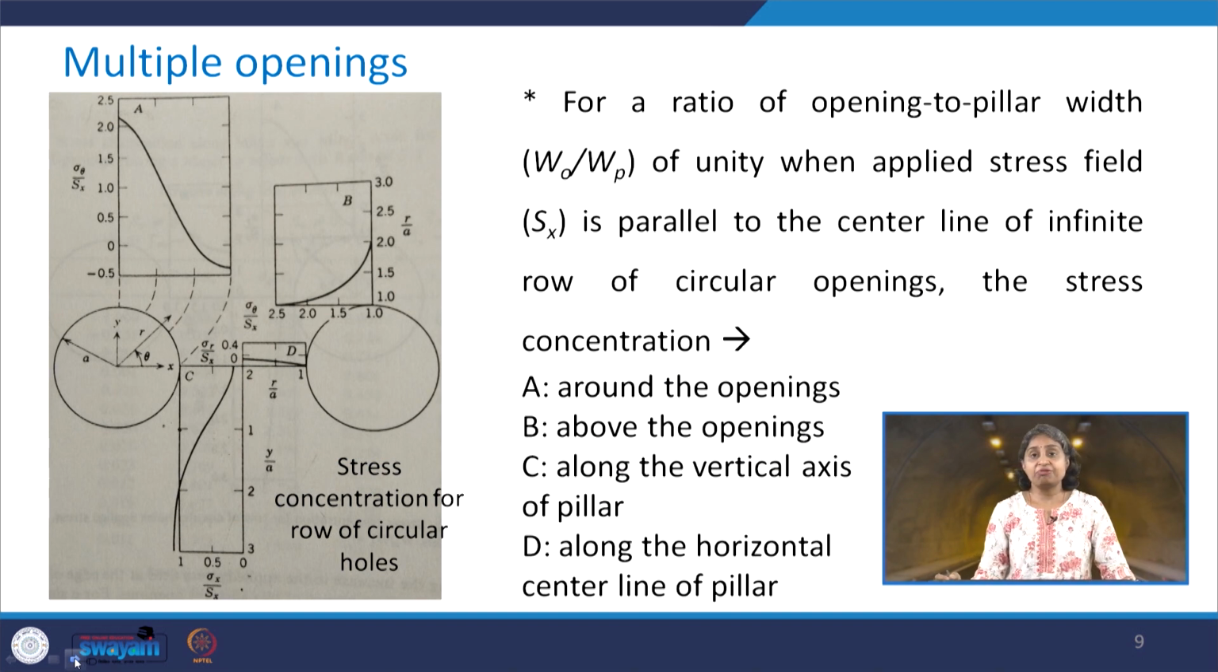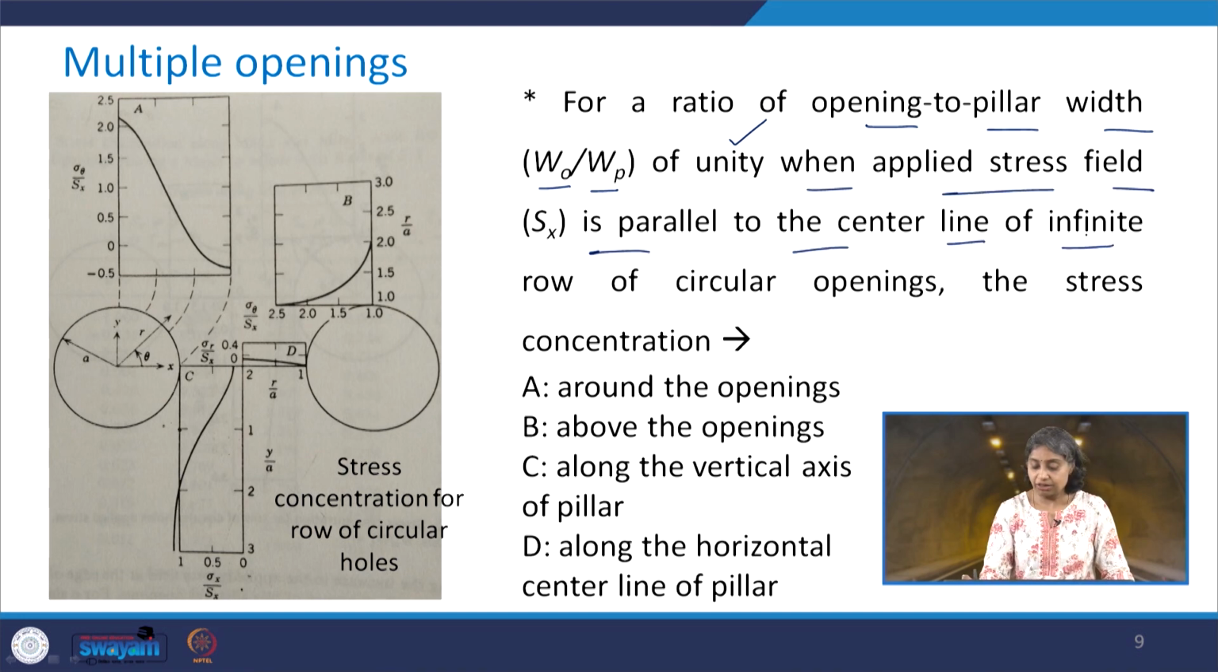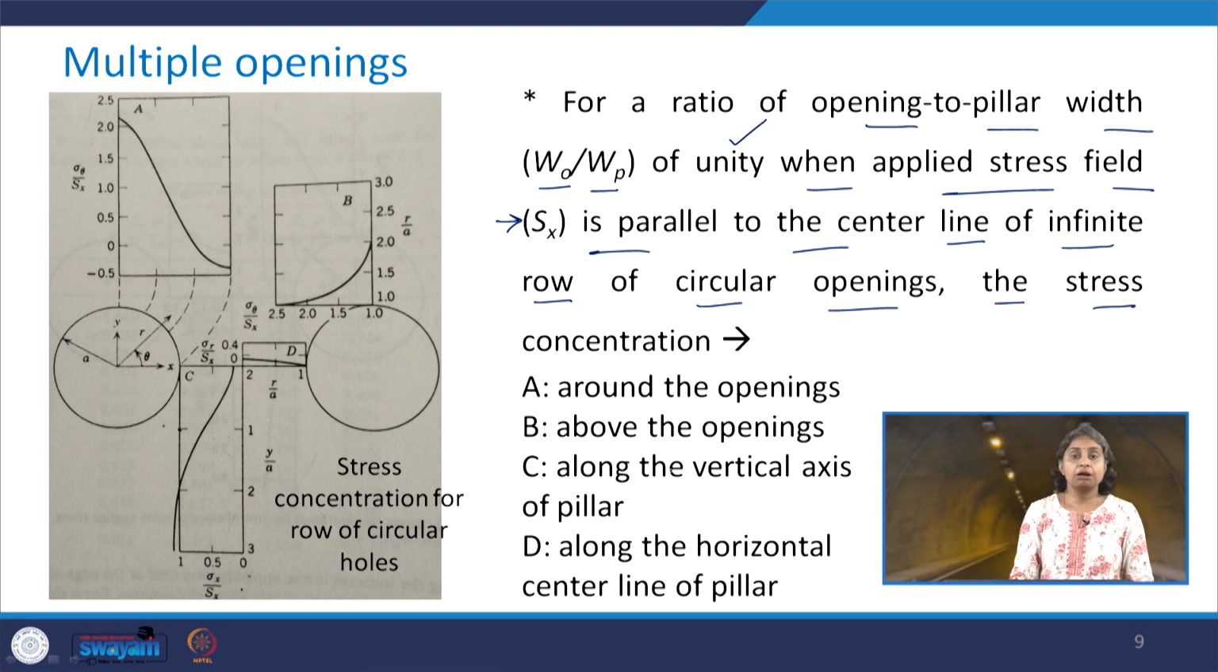Now, in case we have the opening to pillar width ratio, that is WO by WP, equal to unity, and when the applied stress field is parallel to the center line of the infinite row of circular openings. So in this case it is the Sx which is present. In the earlier case, it was Sy which was present. So the stress concentrations were drawn around the opening, above the opening, then along the vertical axis of the pillar and along the horizontal center line of the pillar. So let us take a look when it is around the opening.